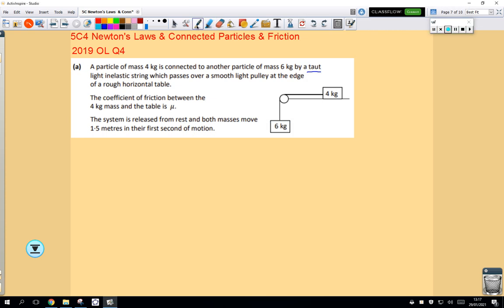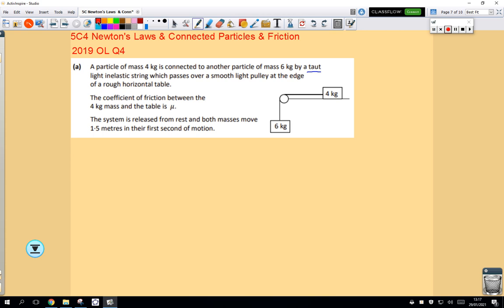Okay, in this class I want to talk very quickly about Newton's laws, connected particles, and introducing the idea of friction in here as well. So I've got a 4 kilogram particle connected to another particle by a taut, light, inelastic string which passes over a smooth, light pulley at the edge of a rough horizontal table. The coefficient of friction between the 4 kilogram mass and the table is mu.